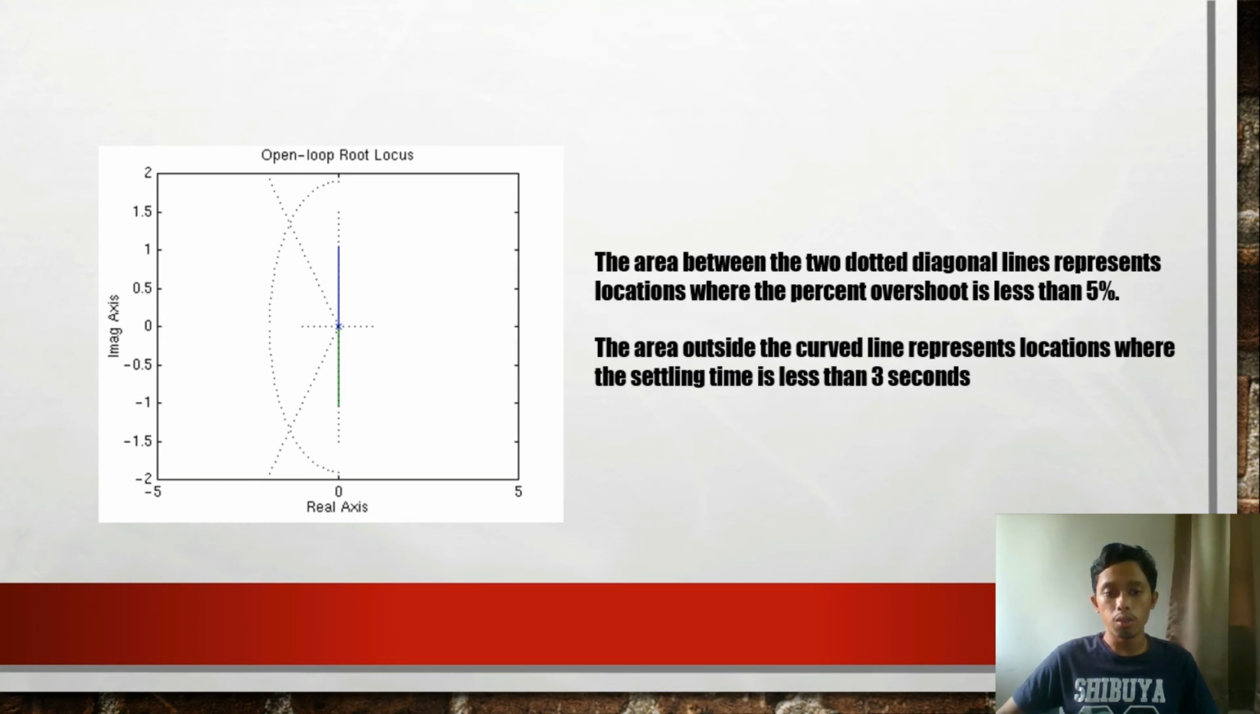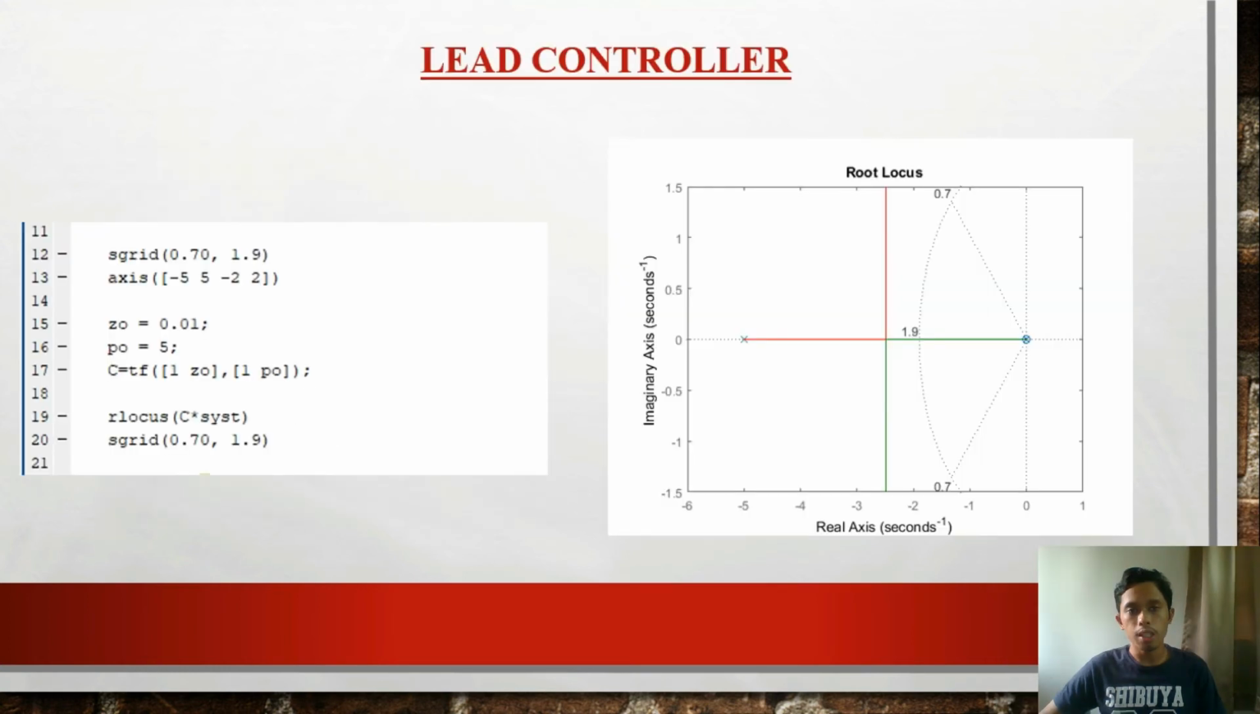To bring the root locus into the left-hand plane for stability, I will try adding a lead compensator to the system. Next part is the lead controller. A first order lead compensator tends to shift the root locus into the left-hand plane. Now, let me add the controller to the plant and view the root locus.